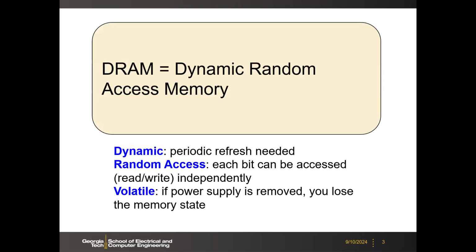Once again, DRAM is short for dynamic random access memory, and we understand those key features. Dynamic here means we need to do periodic refresh, otherwise your data will be gone. And this is random access memory, so each bit can be independently accessed, read or write. And DRAM is, again, volatile memory. Once you remove the power supply, you lose the data.